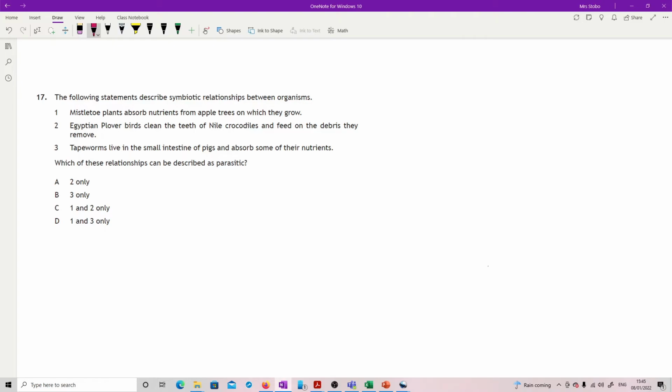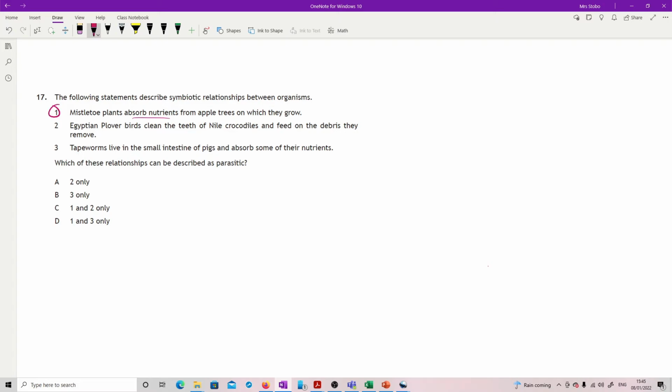Question 17. The following statements describe symbiotic relationships between organisms. Which of these relationships can be described as parasitic? The definition of a parasitic relationship is where one organism benefits while it harms the other one. Mistletoe plants absorb nutrients from apple trees on which they grow. Well, yeah, the mistletoe is definitely the parasite here. It's absorbing nutrients, so it's taking them from the apple tree, and the apple tree does not have them. And it's not gaining anything from that. So one is parasitic.